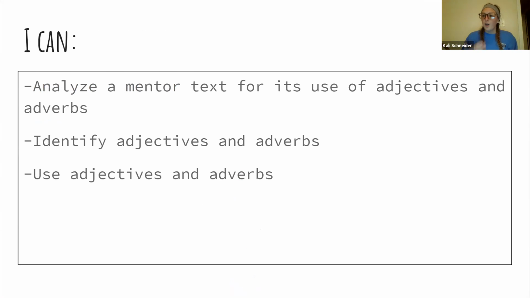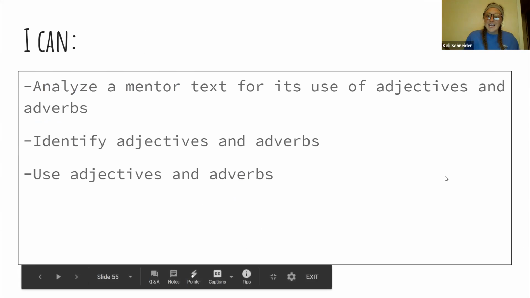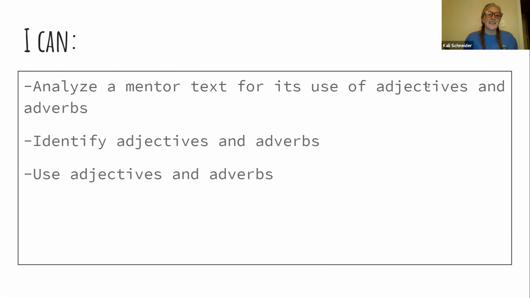So our objectives today are: I can analyze a mentor text for its use of adjectives and adverbs, I can identify adjectives and adverbs, and I can use adjectives and adverbs. So today we are going to learn all about those adjectives and adverbs and why they're important in our writing, so that we can add them or identify why that helps a reader when we are giving the reader those added words.